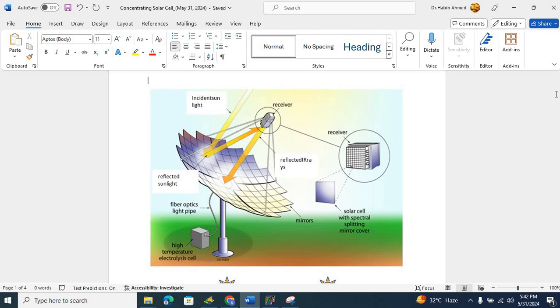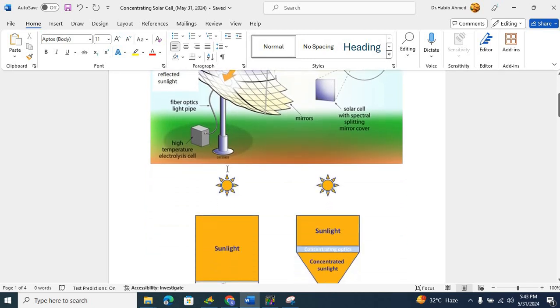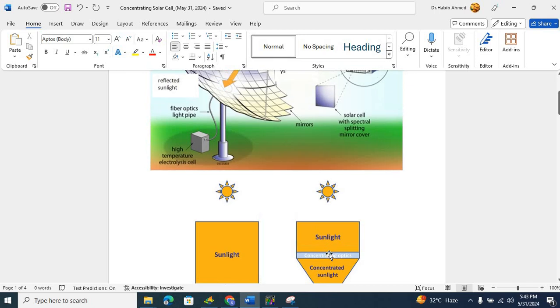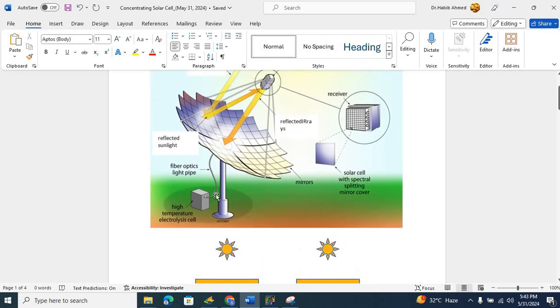A concentrator photovoltaic system comprises a solar concentrator with mirrors or with lenses, a tracking mechanism, solar cells, and a heat sink. Since we are focusing light onto a smaller area, it's going to generate a high amount of heat as well, and in order to take away that heat from the devices, we need to use big heat sinks for that purpose.